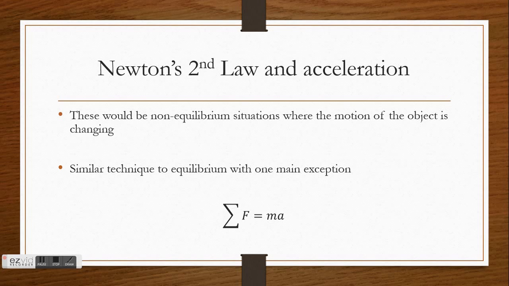The one thing to point out about Newton's second law is if there's a net force acting on an object, the object's state of motion must be changing, which means its velocity must be changing, which means there must be acceleration. So the technique to solve these types of problems is very similar to the technique for equilibrium, except for one main exception. In at least one direction, the sum of forces acting on the object has to be equal to the mass of the object times the acceleration in that direction. So sum of forces equals ma, Newton's second law.